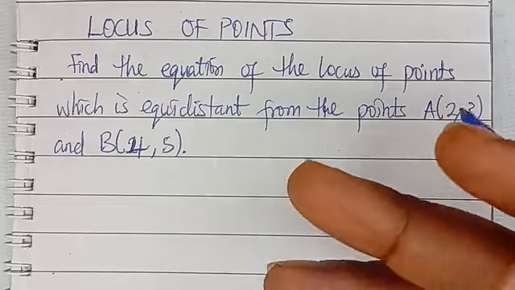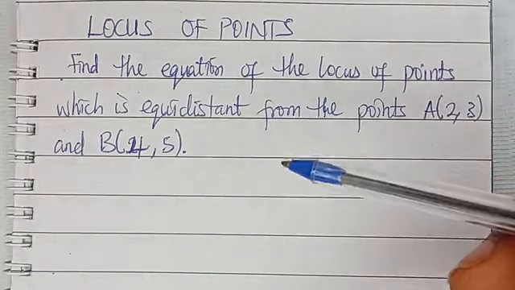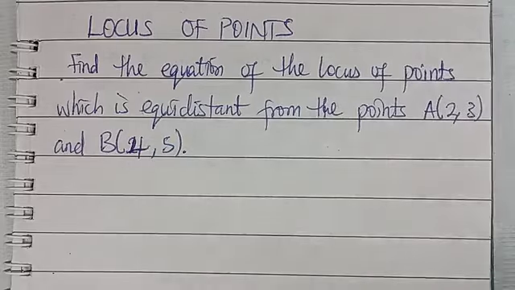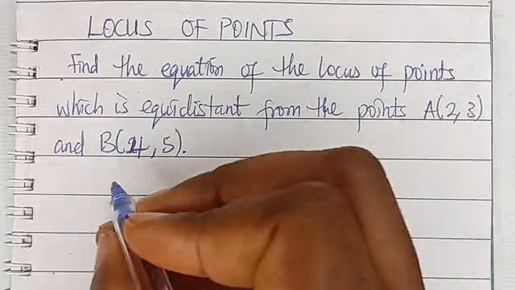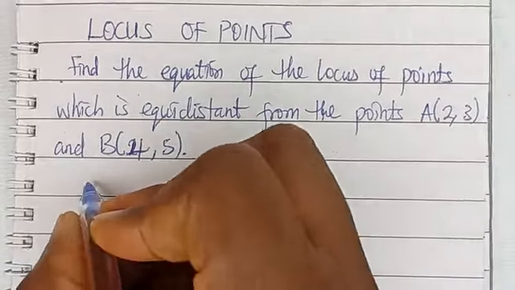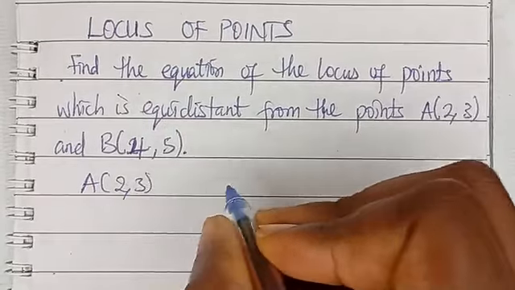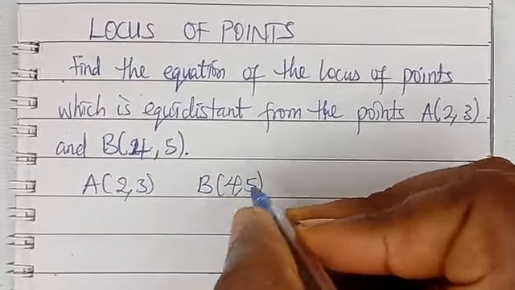But in this video, we are not here to draw the line or anything. We are just here to get the equation of that line which is equidistant from these 2 points. Okay, so how do we do that? Let's first write out the parameters we have. We have point A, which is (2, 3), and we have point B, which is (4, 5).